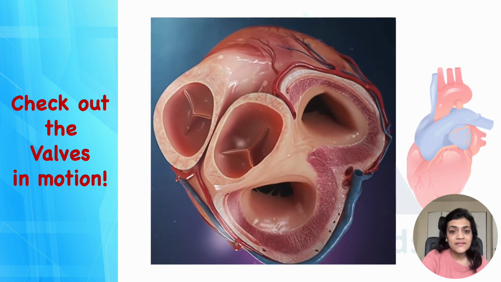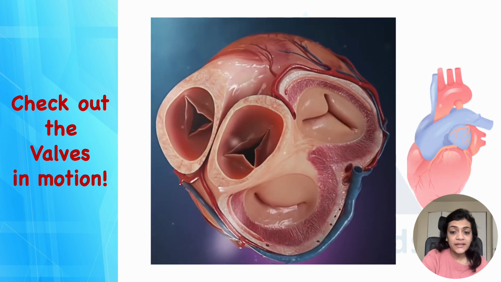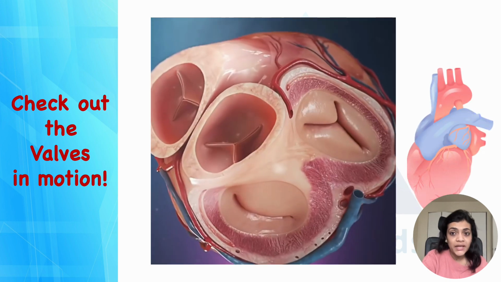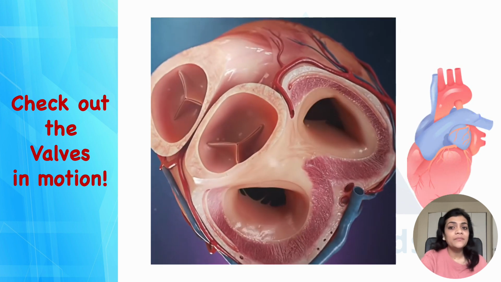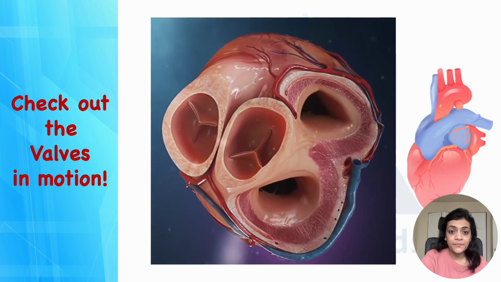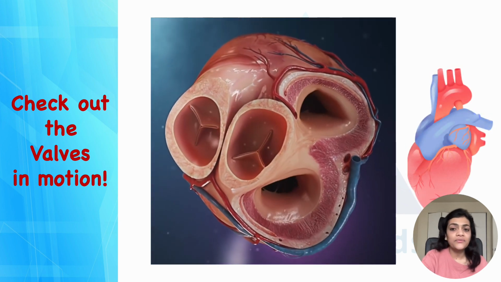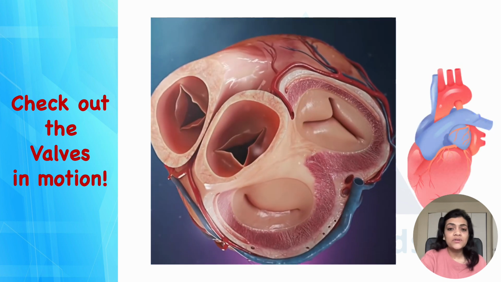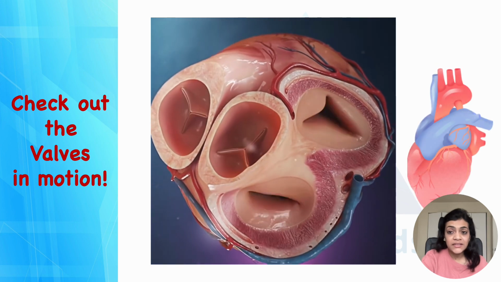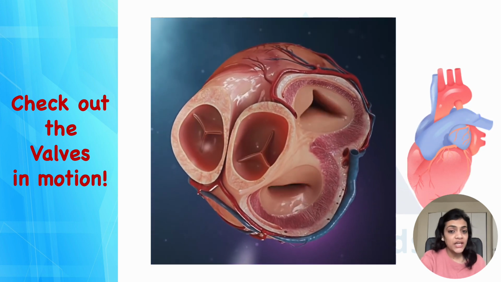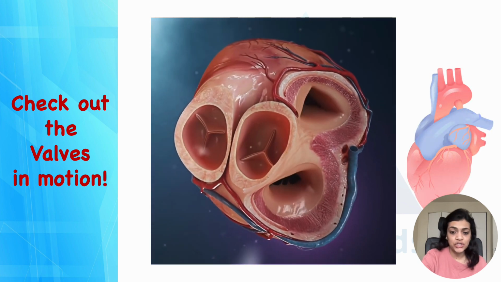Now let's check out the valves in motion. The cusps of the AV valves are attached to chordae tendineae that you can see when the valve is opening, which is anchored to the papillary muscle of the ventricular wall, and they help in the opening and closing of the valve. The four valves sit in real close proximity in roughly similar planes and are enclosed in what is called the fibrous skeleton of the heart. The fibrous skeleton helps to maintain the valve's shape and provides a structure to which the valve cusps can attach.